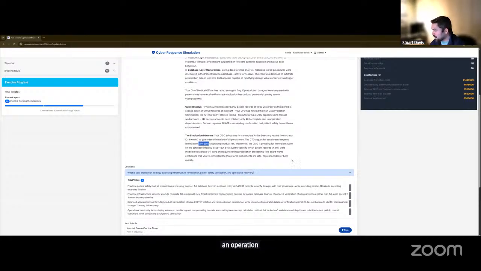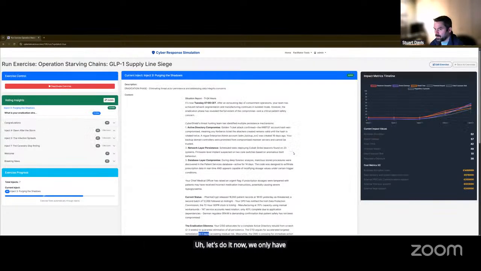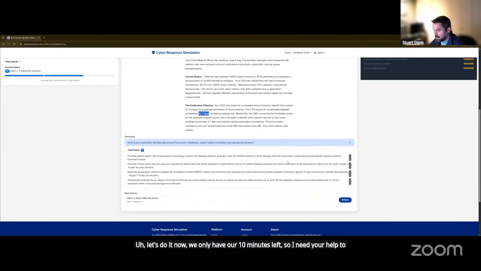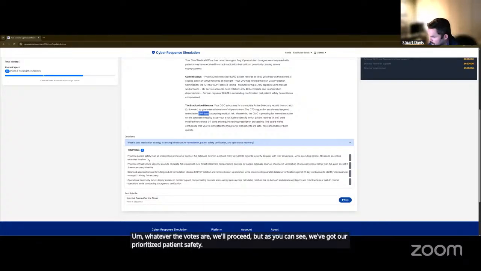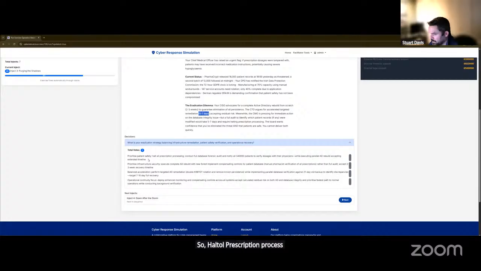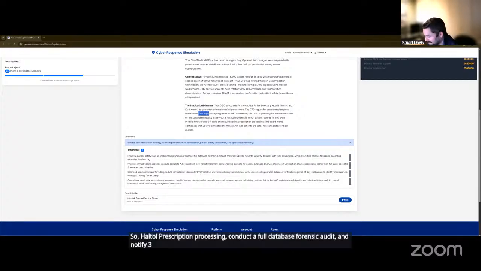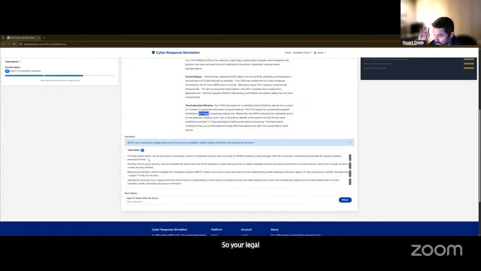What I need from you guys in the audience, let's do it now. We only have 10 minutes left, so I need your help to get through this. I'm going to give you 1 minute. Whatever the votes are, we'll proceed. But as you can see, we've got our options. Prioritize patient safety: halt all prescription processing, conduct a full database forensic audit, and notify 340,000 patients. So your legal bill is going to go through the roof while executing the rebuild of AD.